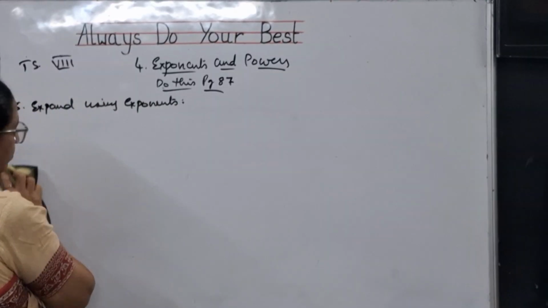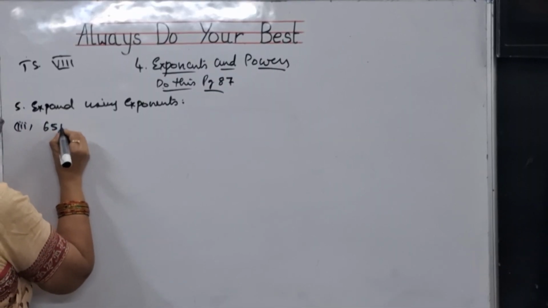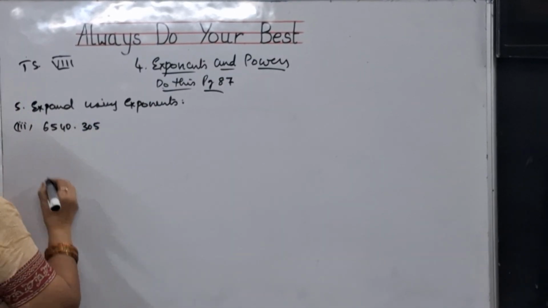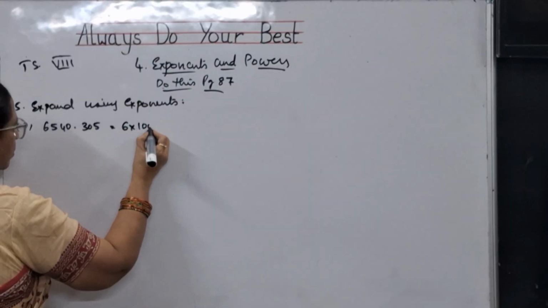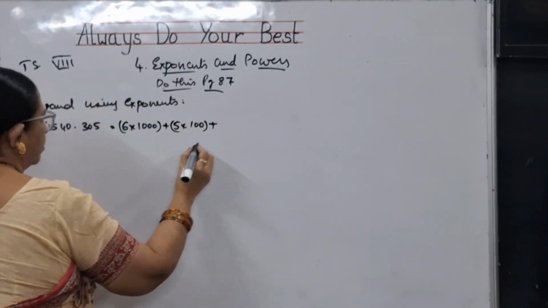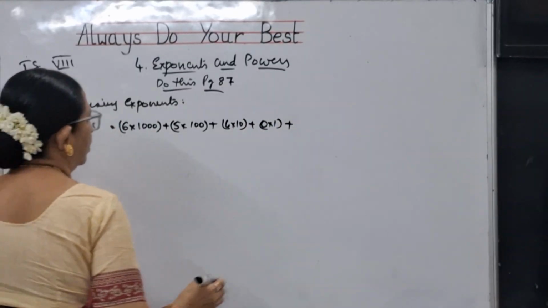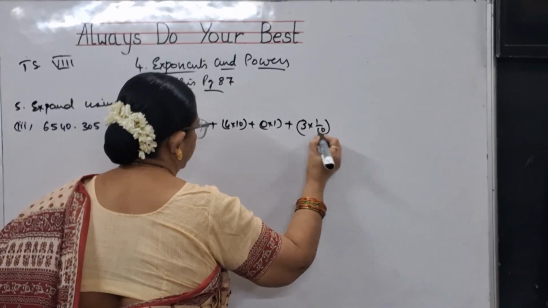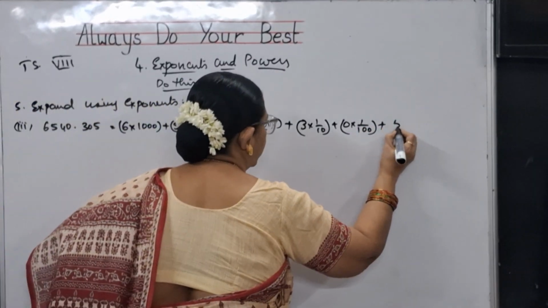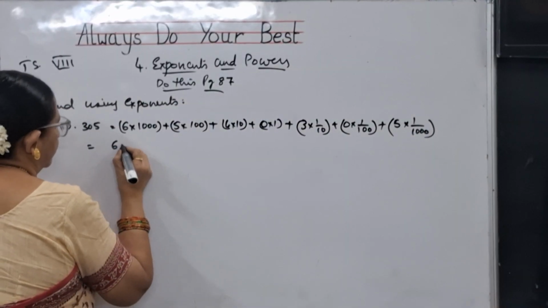Next, third bit, 6540.305. So again 6 in thousands place plus 5 in hundreds place plus 4 in tens place plus 0 in ones place plus 3 in tenths place plus 0 in hundredths place plus 5 in thousandths place.